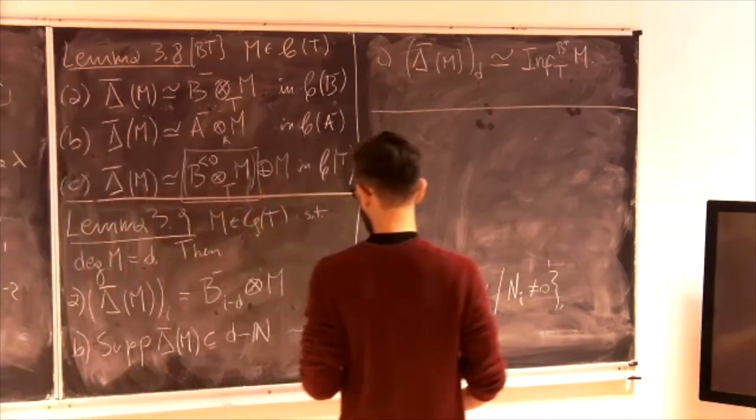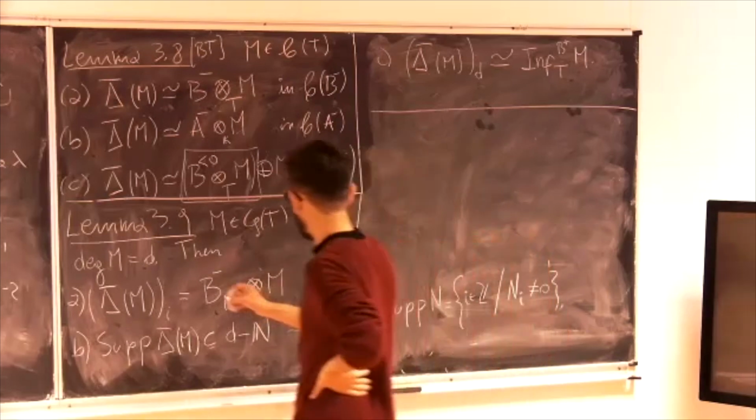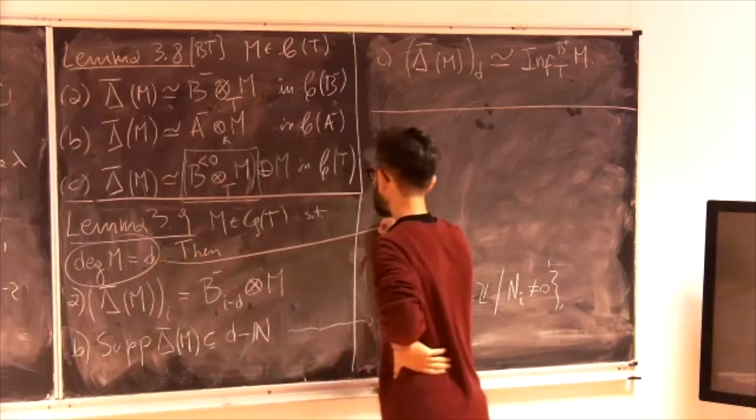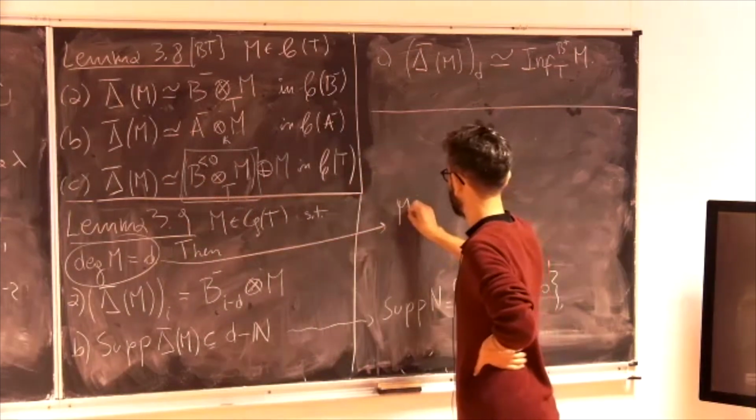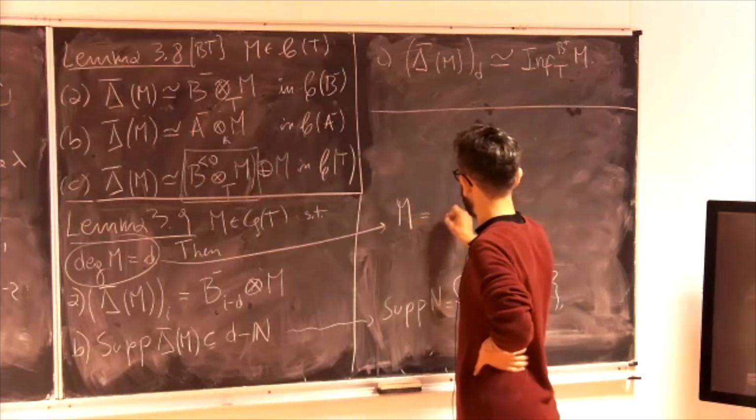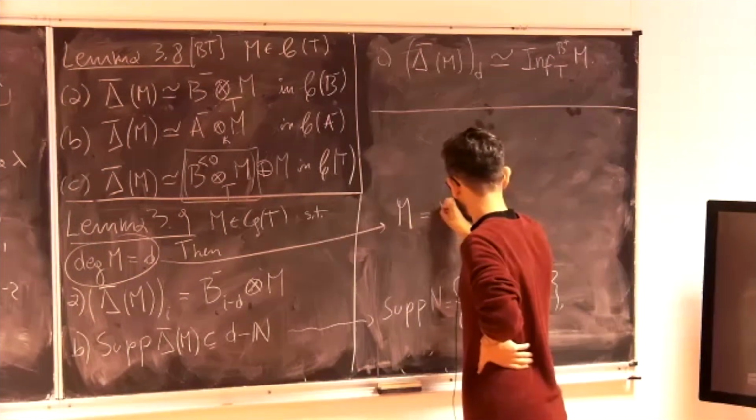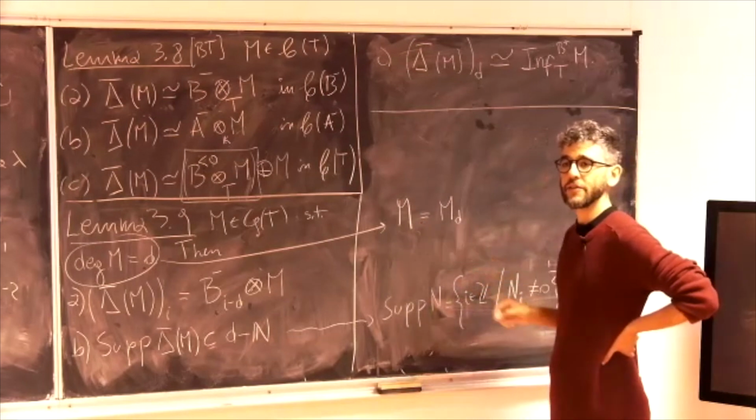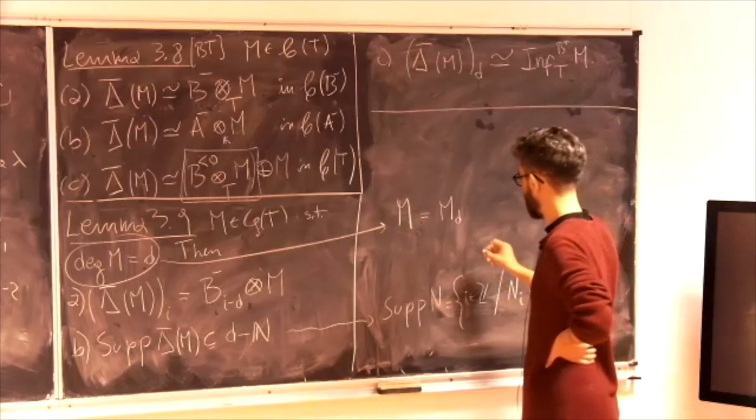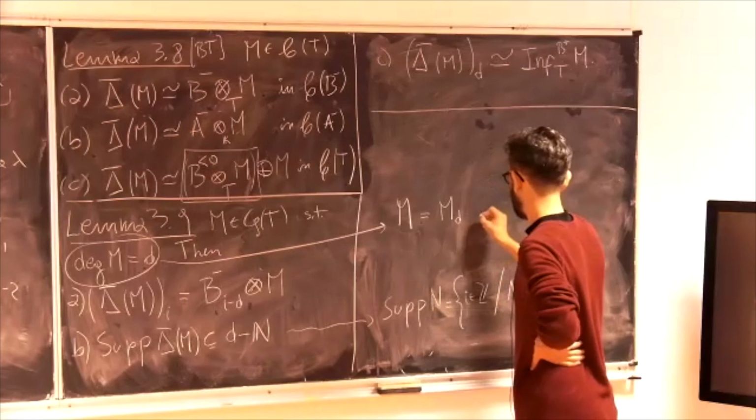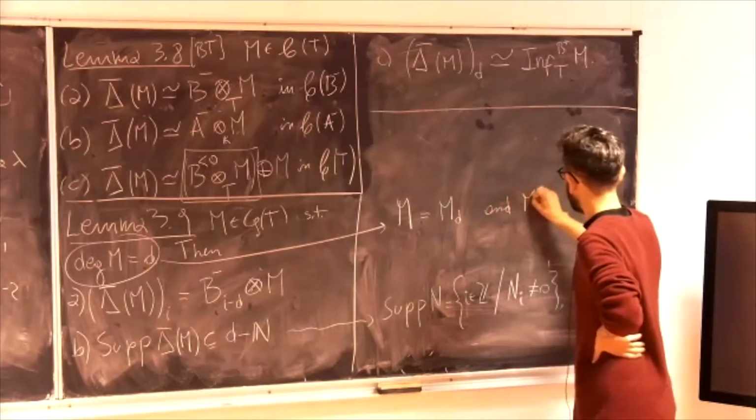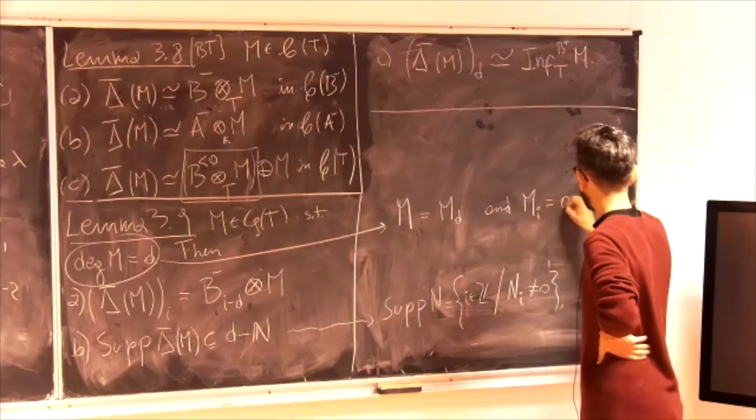What does this mean, Francisco? Which is the meaning of this? This means that m is just md, so all the elements are in degree d, and the other component will be zero.